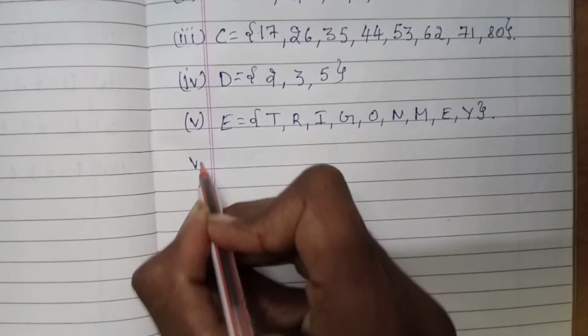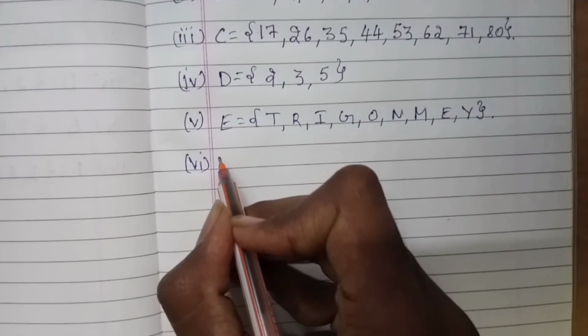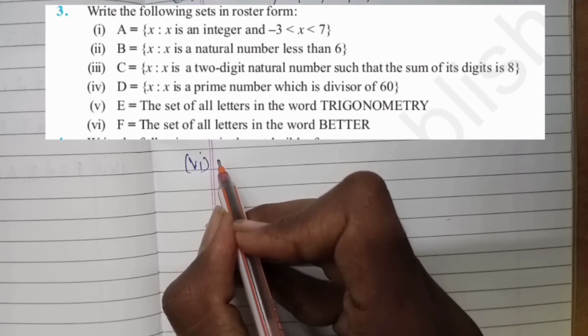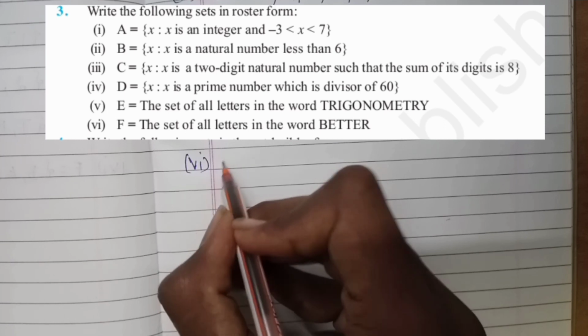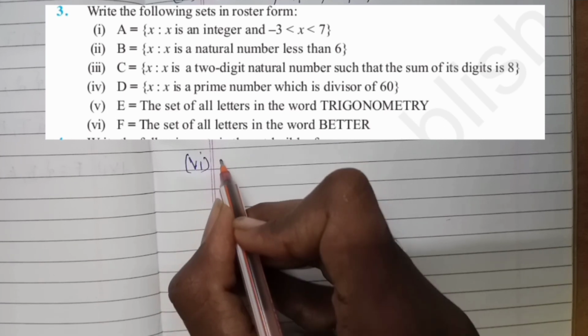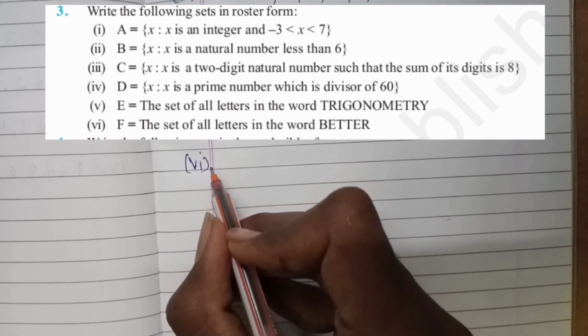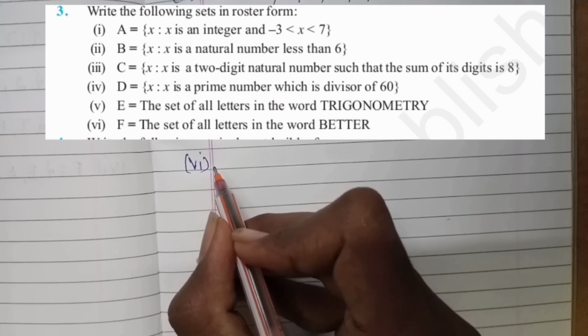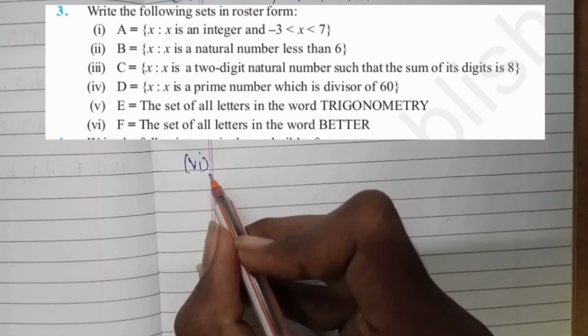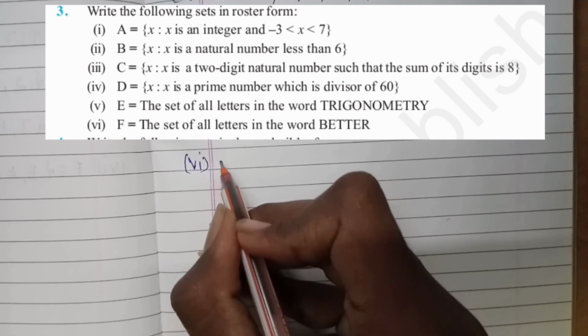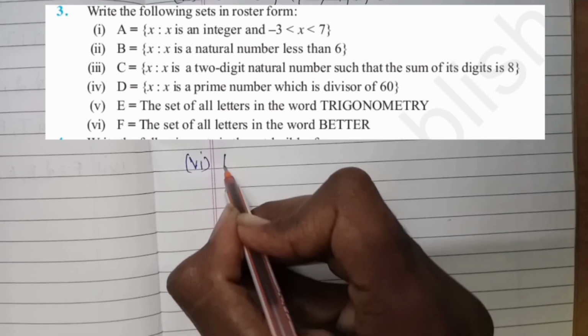We'll move to the sixth sub question. F is equal to the set of all letters in the word better. After reading the question, you all come to know that it is a similar kind of question as the fifth one. So pause the video, write the answer in the comment section, and play and check your answer.